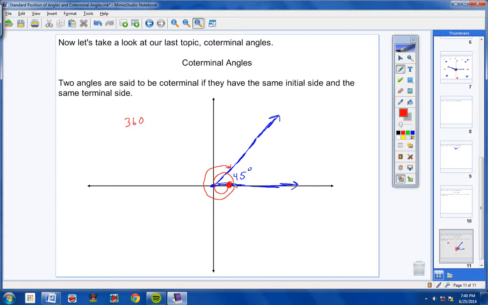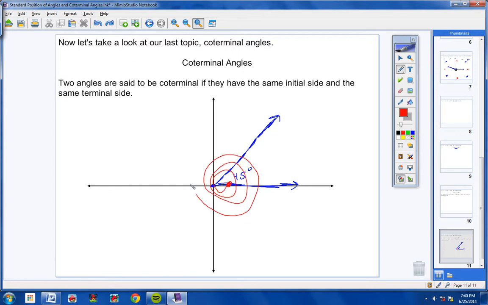So we went one complete revolution. That would be 360. And then we went another 315, so 675 degrees, of course negative. That would be a coterminal angle for 45 degrees. And as you can see, there are infinite amounts of coterminal angles. You could start here and go around as many times as you wanted, as long as you added 360 degrees every time. Okay, let's go ahead and try two or three problems and we'll be finished.